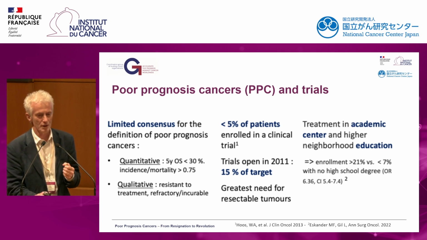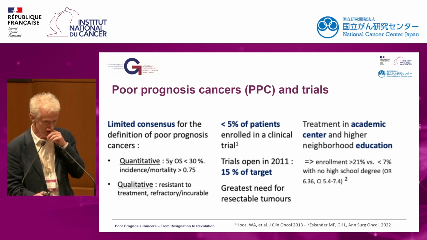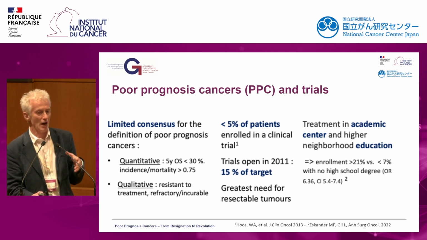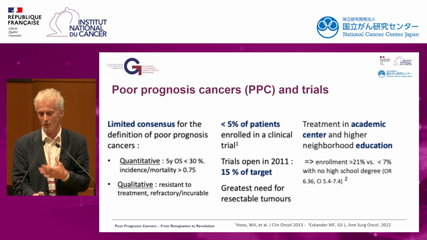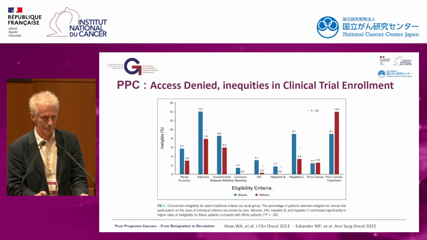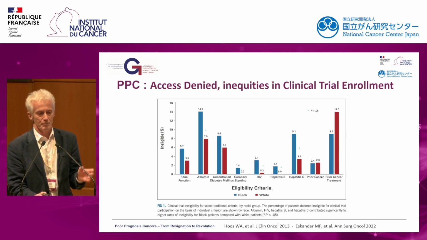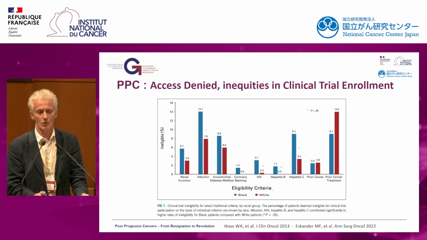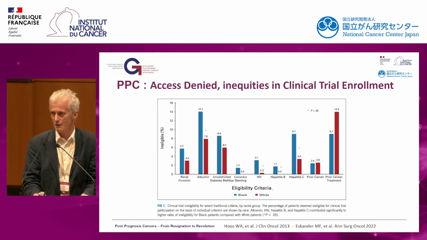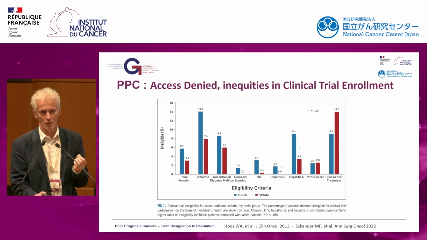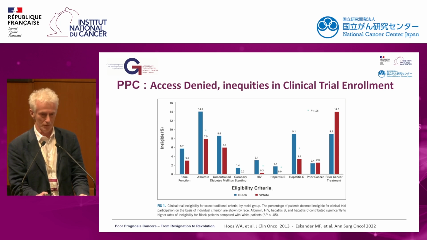For example, in that study, you have the reference down. Enrollment was over 20% in patients with a high school degree, and it was less than 7% in those without a high school degree. So this is not very democratic. For example, here, patients in blue are black people, patients in red are white people, and you see that there are inequities in clinical trial enrollment and access denied. So we have to care about the population we treat, trying to be as equal as possible.